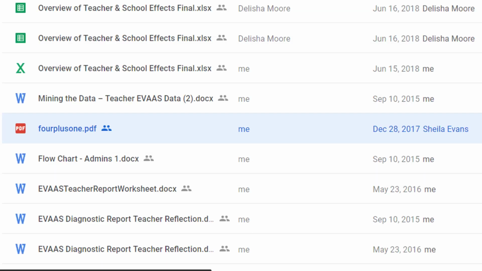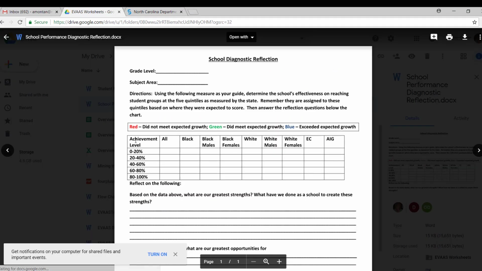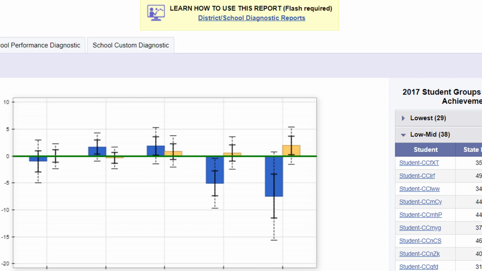So I would have my teachers go through and do a diagnostic reflection that looks like this. So I would have each one of my grades and subject areas take this chart and lay it beside their diagnostic report that they have on their computer screen. Using this chart and a blue highlighter, a green highlighter, and a pink highlighter, we're going to go through and highlight each one of our quintiles of students and where they performed in relationship to the students who are like them across the state.